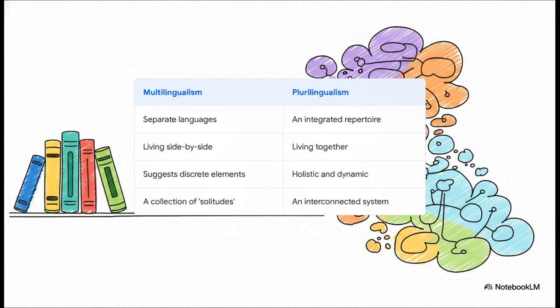Let's get really clear on this because it's a super important distinction. We often use the word multilingualism to suggest languages living side by side, right? Like separate books on a shelf. The source even calls it a collection of solitudes. But plurilingualism, that sees them as living together, all tangled up in one holistic, dynamic repertoire. They actually influence and support each other.